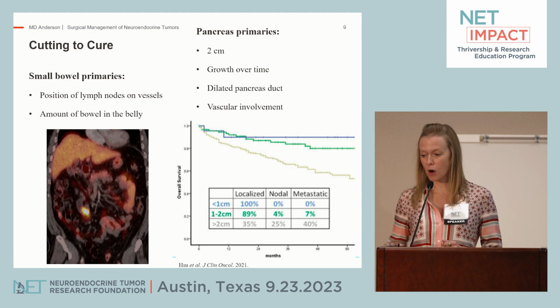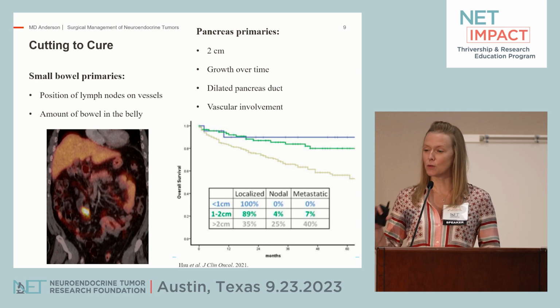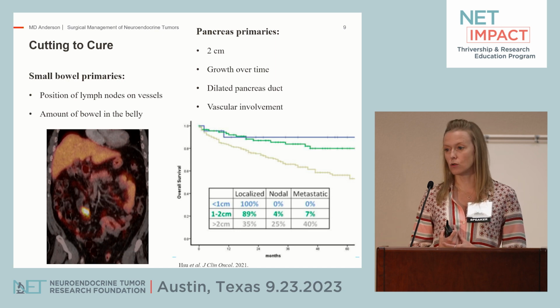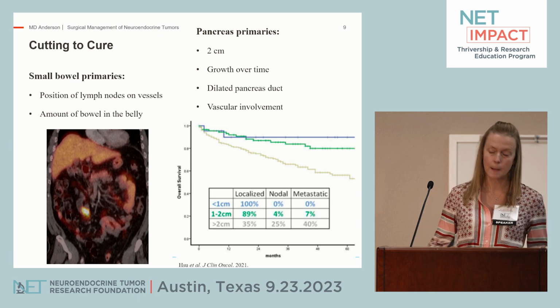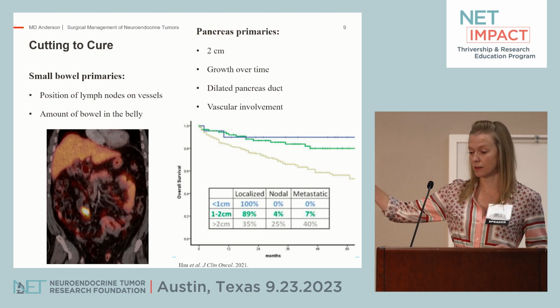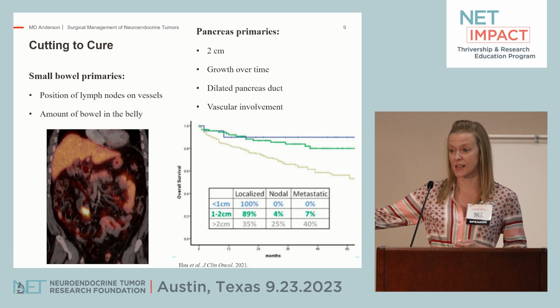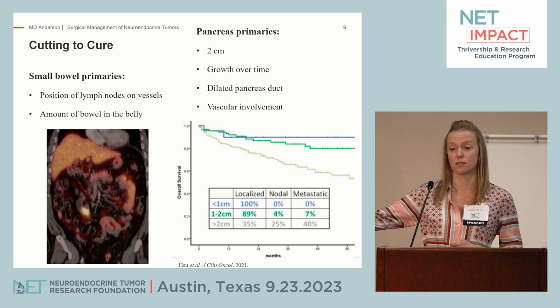And you can ignore the Kaplan-Meier curve, but attend to the table down below. And you can see that the reason that we have set that 2 centimeter cutoff has to do with the likelihood that these tumors have spread to the lymph nodes around the pancreas or to distant places like the liver. So once they hit 2 centimeters, right, there's a 40% chance that we're going to find metastases. That's way different than pancreas neuroendocrine tumors that are less than 2 centimeters, right? That risk is around 7%.